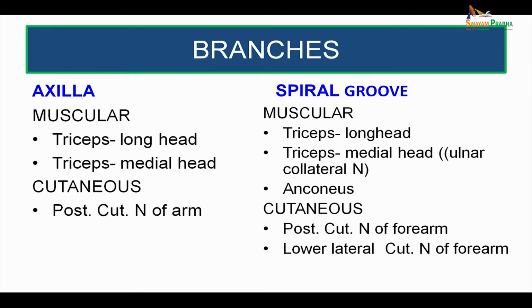In the spiral groove, it also gives off cutaneous branches, that is the posterior cutaneous nerve of forearm, which supplies the whole of the posterior aspect of the forearm until the wrist, and the lower lateral cutaneous nerve of forearm.